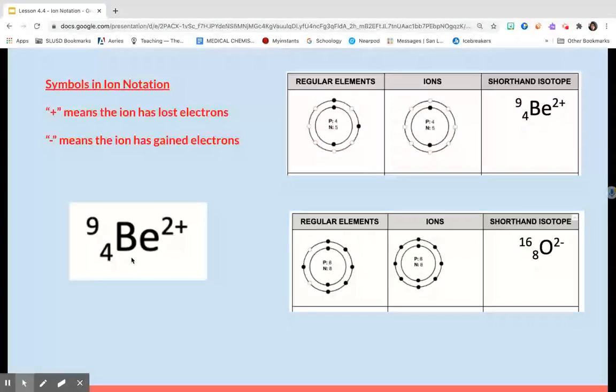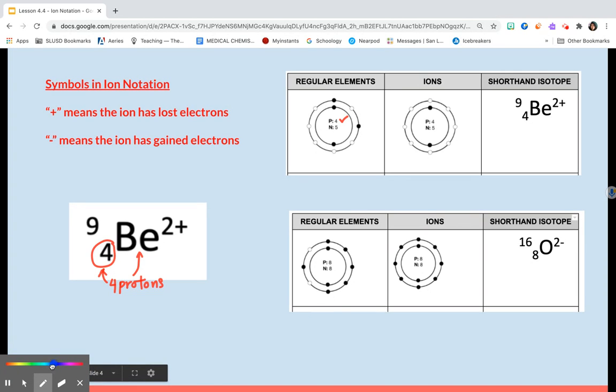So let's remind ourselves what each part means. Starting with my bottom number, this number 4 is the number of protons I have. So the element Be has 4 protons. And if I didn't know that this was Be, and I know that it has 4 protons, I can look at ptable.com and find element number 4, and that will let me know that it is Be. So the number of protons will always let me know what type of element it is.